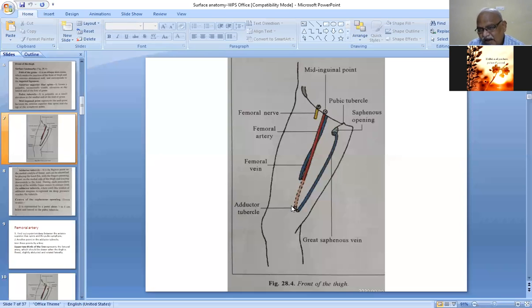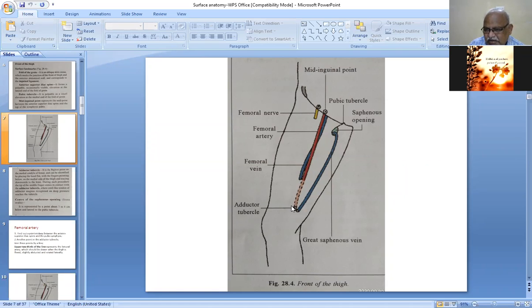That is how you have to represent the underlying structures superficially. That is how you do surface marking. If in the examination the examiner asks you to identify the surface anatomy of the femoral artery, you first go and touch the mid-inguinal point. Then you touch the adductor tubercle. Then you connect these two by means of a straight line. That is the surface anatomy of the femoral artery.